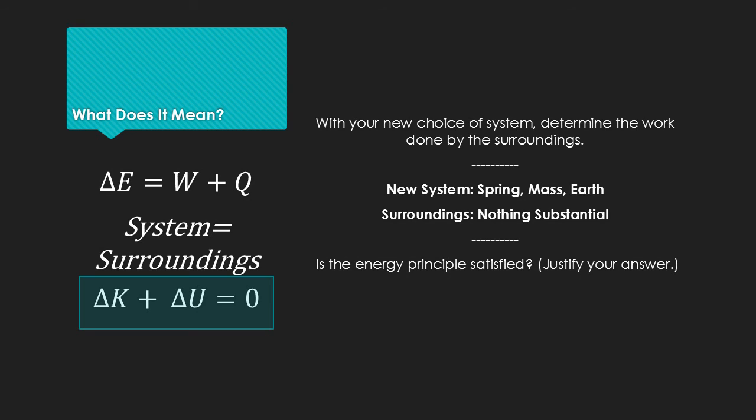With our system of the mass, spring, and Earth, there are no substantial surrounding forces affecting the system with work, and there are no transfers between the system and surroundings, aka Q. However, there are changes to the system which are accounted for with the potential spring force acting within the system, as well as the gravitational potential force. Therefore, the energy principle is satisfied.